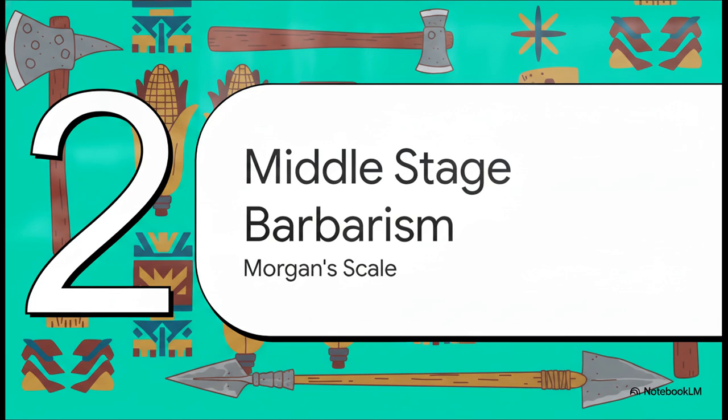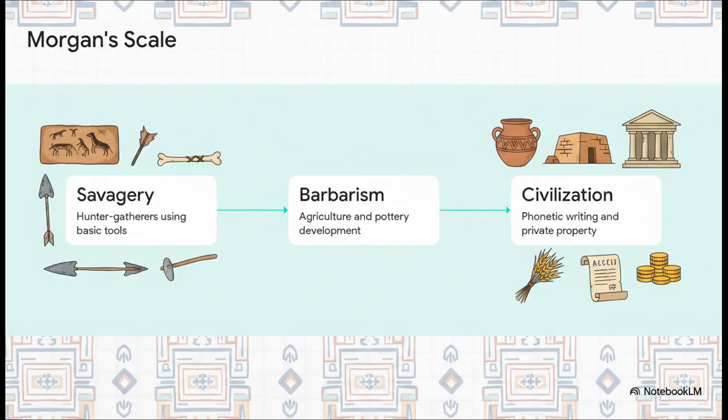Morgan's evolutionary scale. To really understand Marx and Engels here, we actually have to look at the anthropologist Lewis H. Morgan. Engels enthusiastically adopted Morgan's three-step evolutionary scale for human societies, which goes 1. Savagery, 2. Barbarism, and 3. Civilization. Now keep in mind, this wasn't about moral judgment at all. It was a highly rigid classification based purely on technological milestones. Savagery basically meant hunter-gatherers. Barbarism introduced agriculture and pottery, and civilization, that required phonetic writing and modern private property.